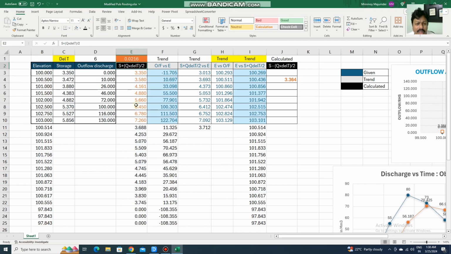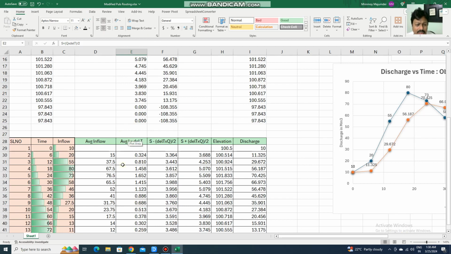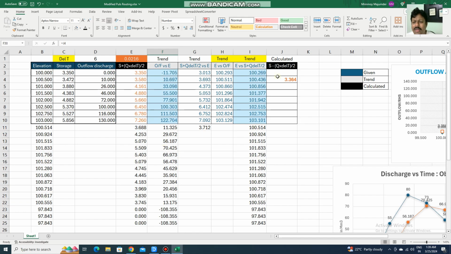And now after that, what happens is, so we have that del T. So average I is okay, average I into del T done. Now is the main point, S minus del T Q by 2. This is also known because it is for the initial time. So for when the flood hit the reservoir at that elevation, we calculate its corresponding S minus Q del T by 2.